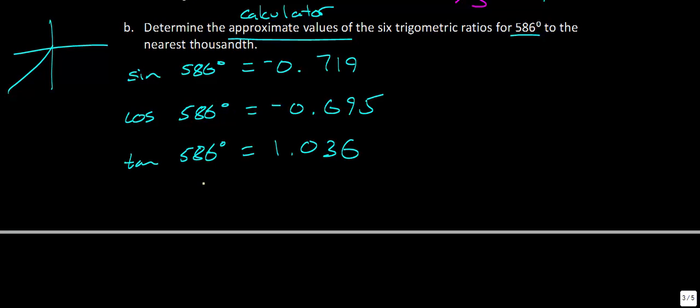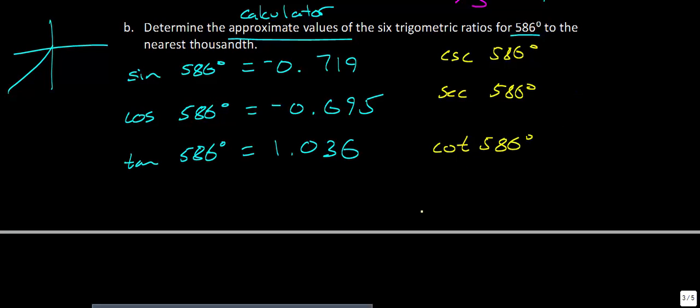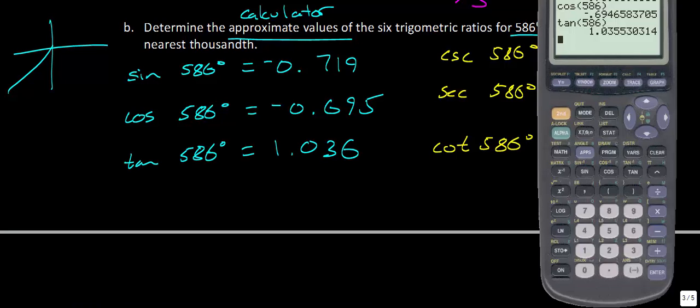Now, the part that's going to be a little bit more interesting for you is how we're going to find the next ones. So how are we going to find out what cosecant 586 degrees is? How about secant of 586 degrees? And lastly, cotangent of 586. I'll just show you how to do one of these. Let's actually do that last one right there, just because it's the one that's last on my calculator.